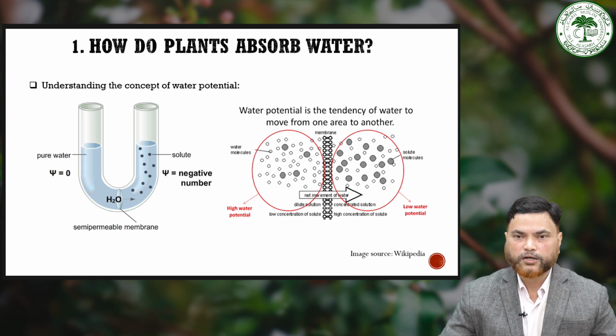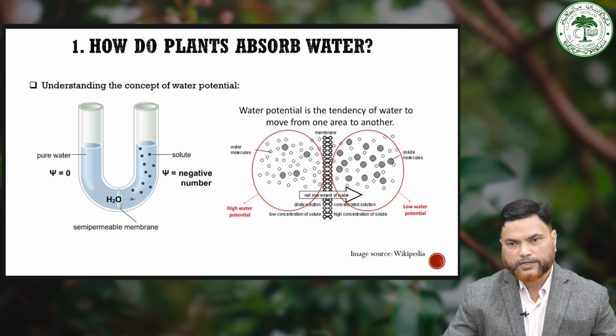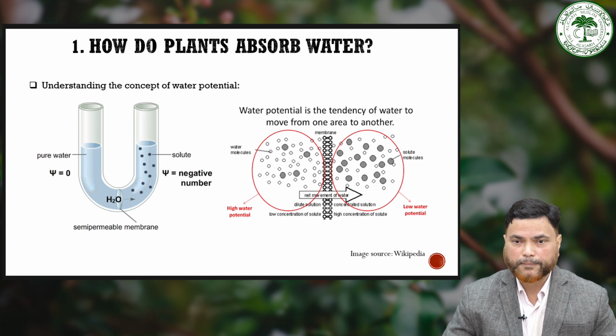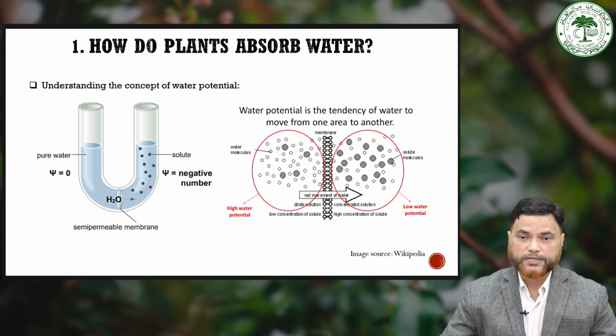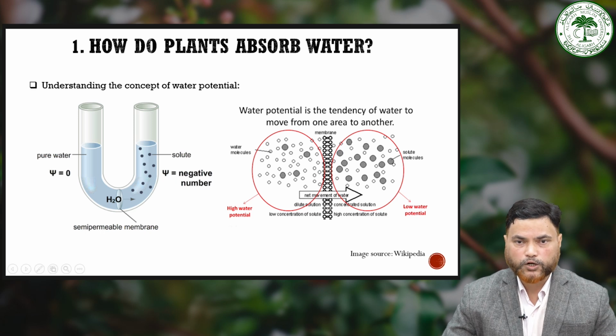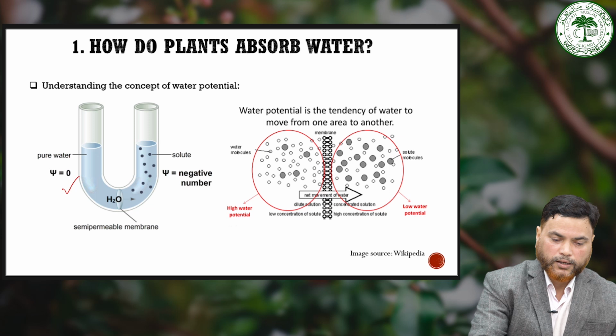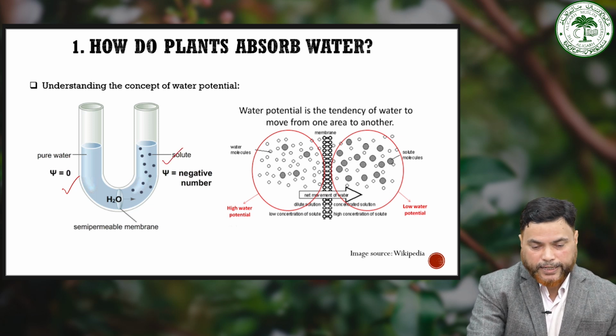So water potential could be defined as the potential energy of water in a system relative to pure water when other conditions like pressure and temperature remain kept constant. Or simply, it is the ability of water molecules to move freely within a specific environment or system. This water potential is denoted by the letter psi and calculated in kilopascal.